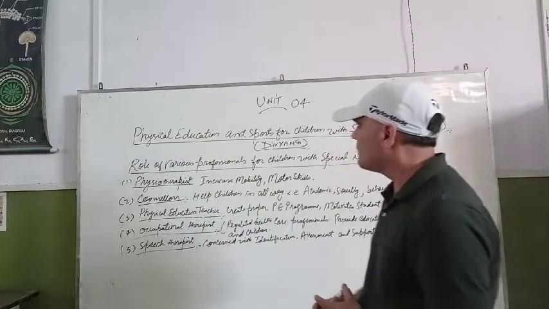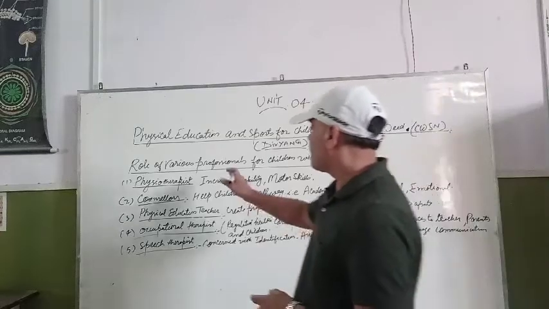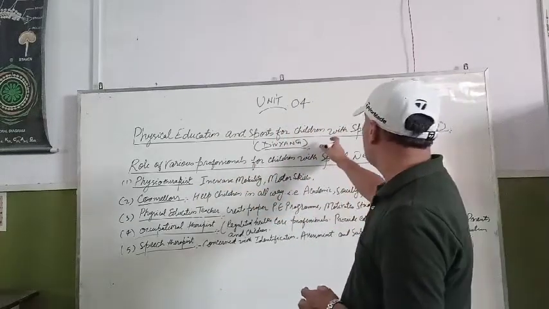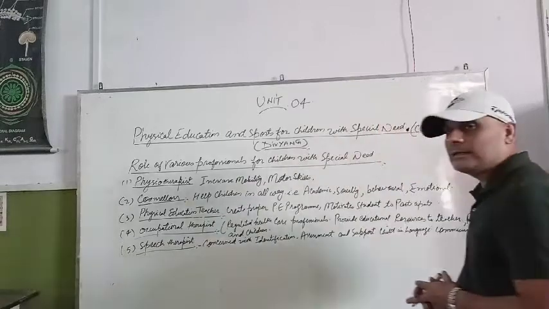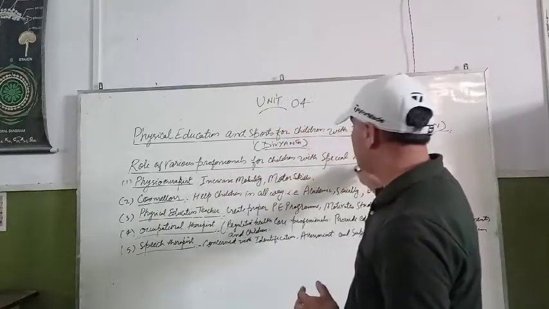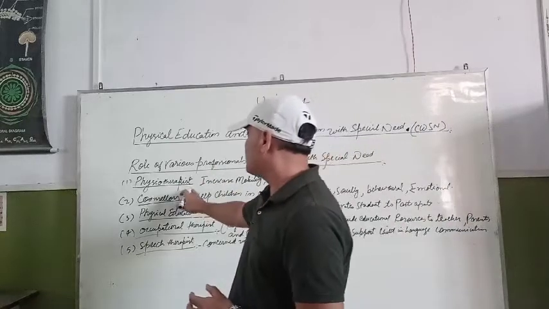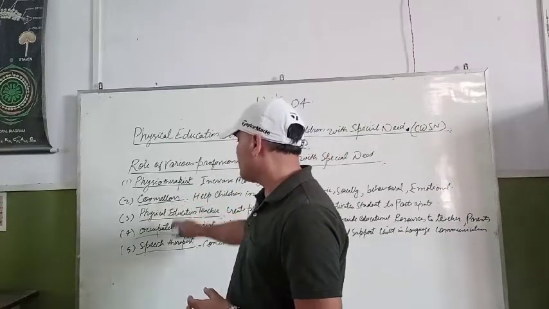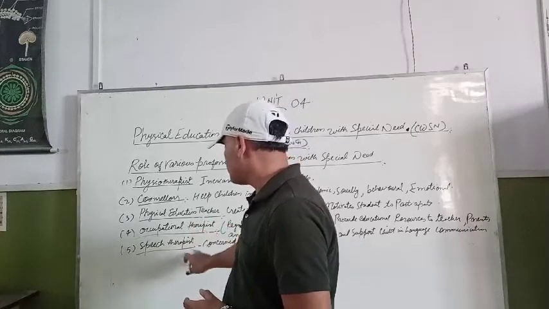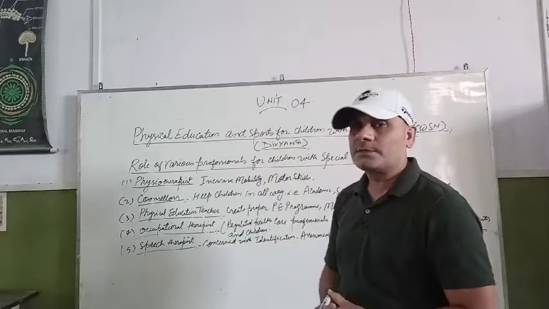So this is all about the 5 professions which are really required especially for Divyang or special needs CWSN children. Today we discussed the role of various professionals for children with special need. First we discussed physiotherapist, then counselor, then physical education teacher, then occupational therapist, and the last one, speech therapist. Thank you.